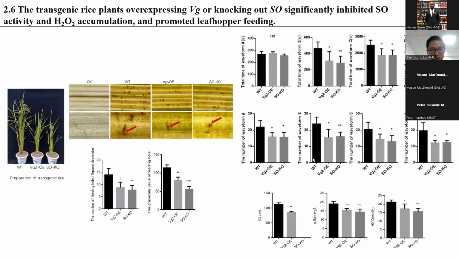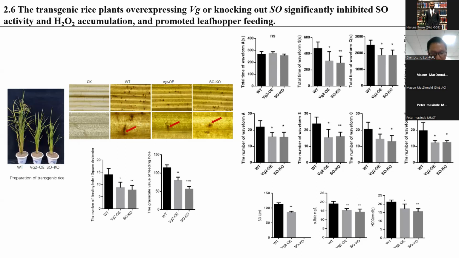To further determine the interaction between VG and SO affecting the feeding behavior of leafhopper, we prepared transgenic rice, VG overexpression and SO knockdown. We measured the feeding on transgenic and wild type rice, SO enzyme activity and hydrogen peroxide concentration in the sulfide is increased.